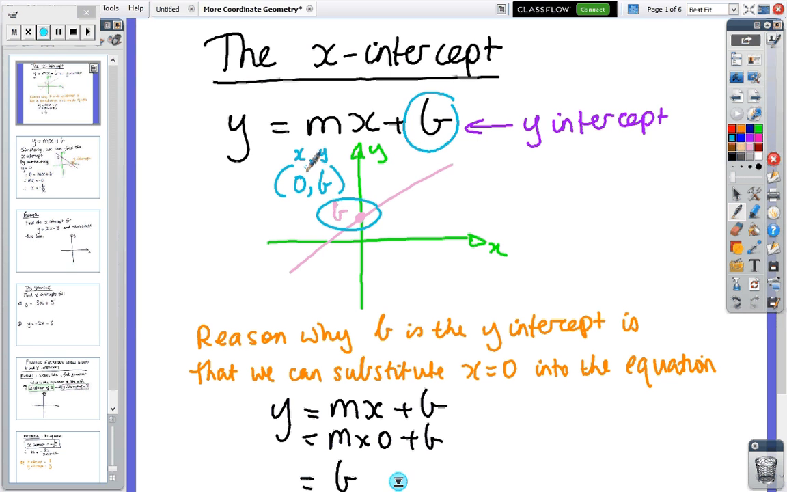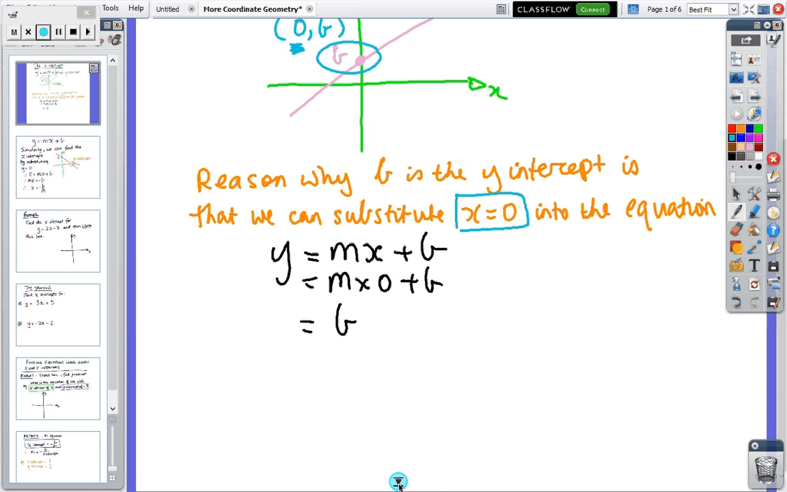So the reason why b is the y-intercept is that we can actually substitute x equals 0. So if I substitute x equals 0 into the form, m times 0 is 0, and so we're just left with the value b. So the reason we've got the y-intercept of b is because the x value disappears.